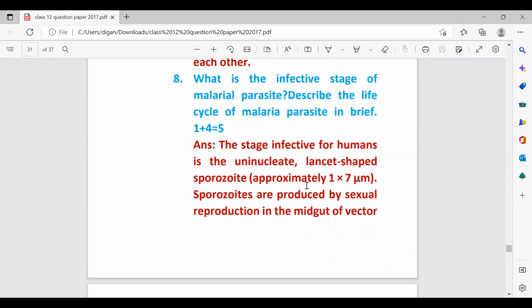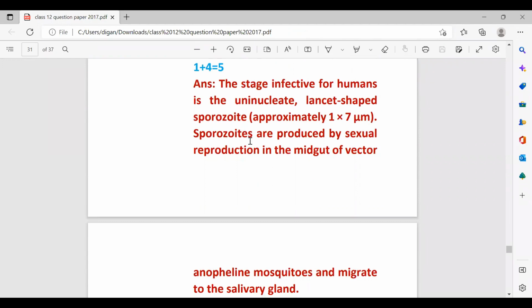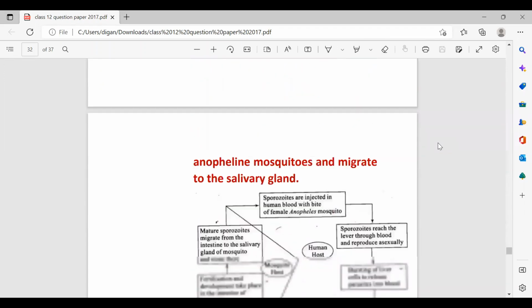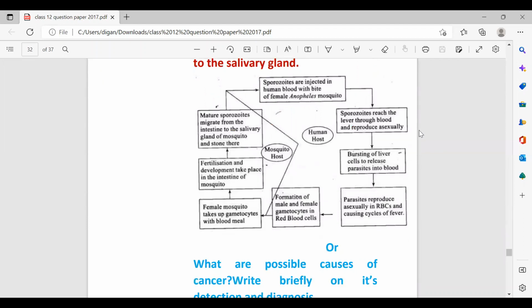Describe the life cycle of the malaria parasite in brief. The infective stage for humans is the uninucleated, lancet-shaped sporozoite. And this is the life cycle of malaria. When a female Anopheles mosquito bites a human, the sporozoites are injected into the human blood with the bite. Next, the sporozoites reach the liver through the blood and reproduce asexually.